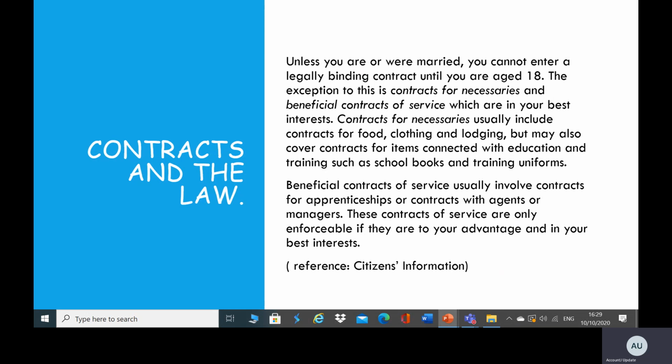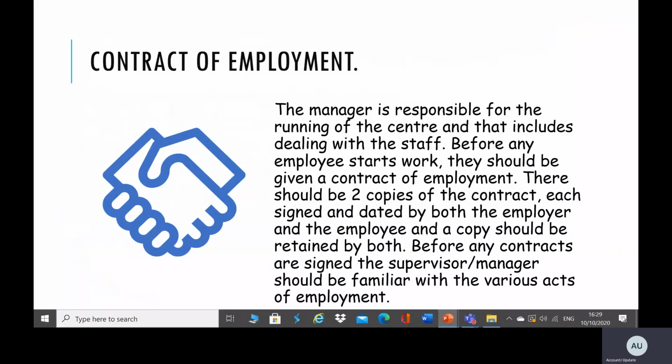So in a centre, the manager is responsible for the running of the centre, and that includes dealing with the staff. Every time a new employee starts working in a centre, there have to be 2 copies of a contract, one to be signed by the employee and one to be signed by the manager. There have to be 2 copies, that is it. And both signatures have to be on the copy, otherwise it's not a legal document.